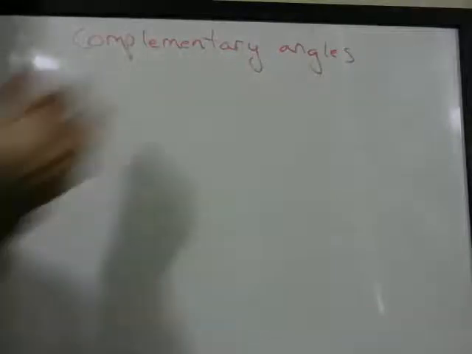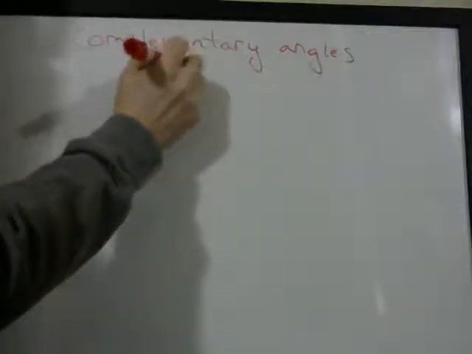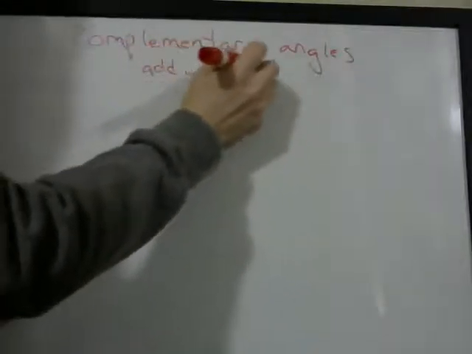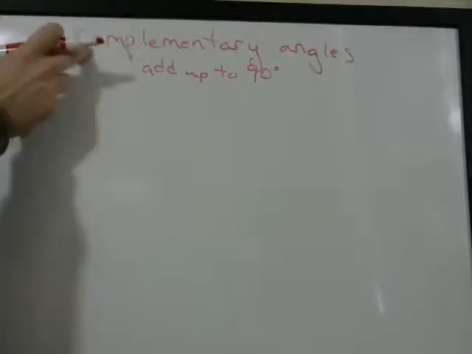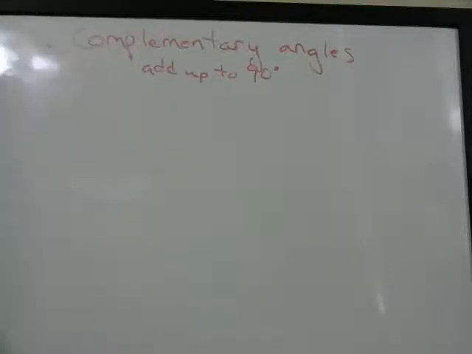These add up to 90 degrees. Okay? So, if you have two angles and they're complementary, then when you add them together, they're going to equal 90.